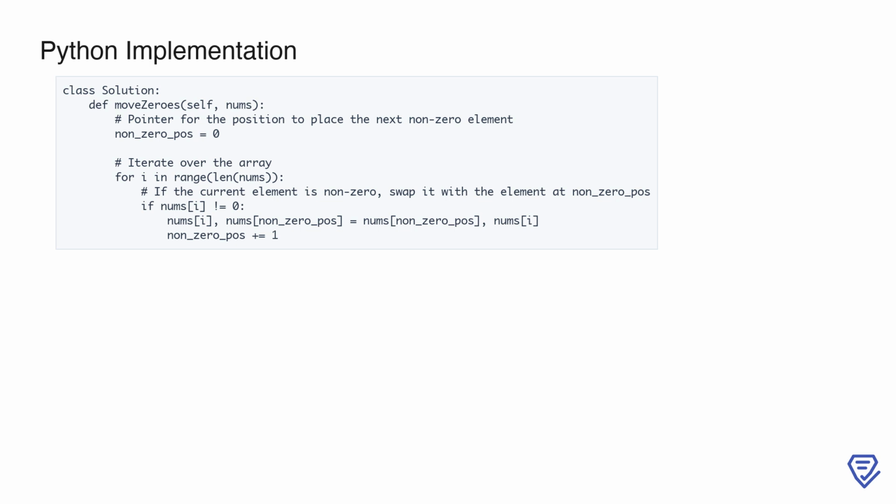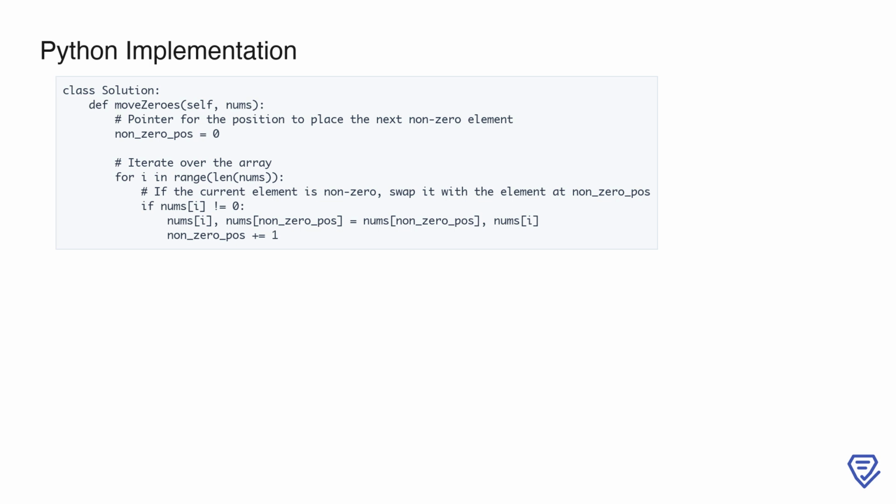After the swap, non_0_pos is incremented to prepare for the next non-zero element. If the current element is 0, the loop simply continues without any changes, as zeros are intended to remain in place until all non-zero elements have been shifted.